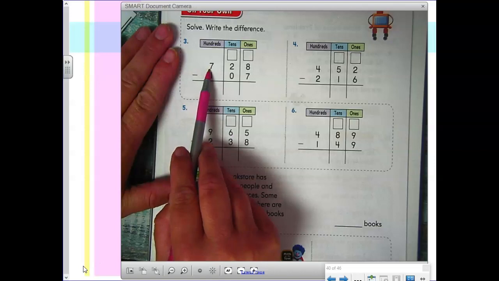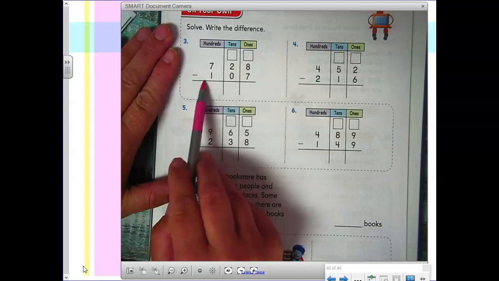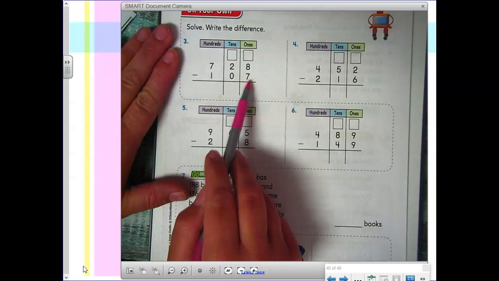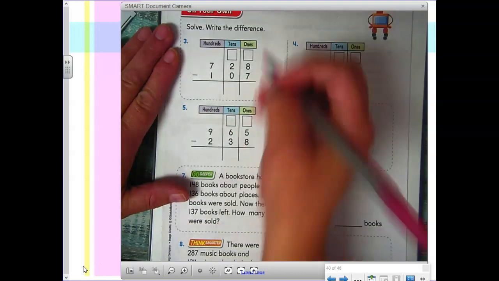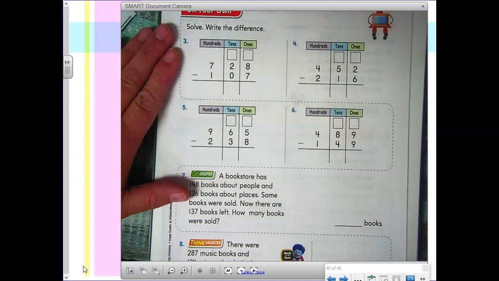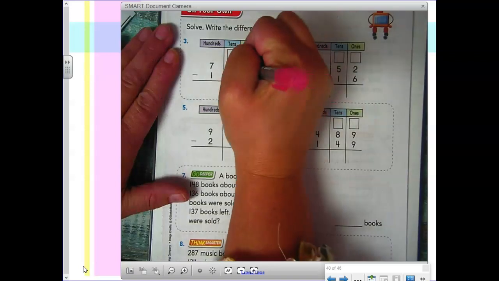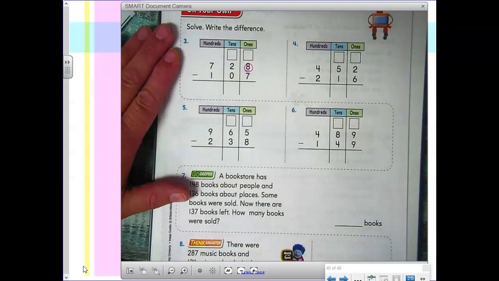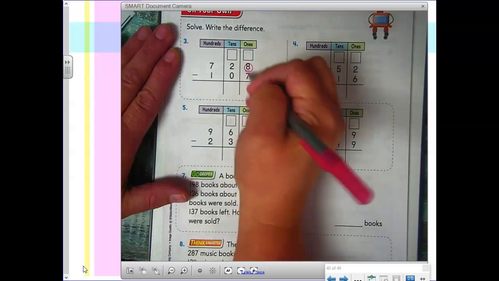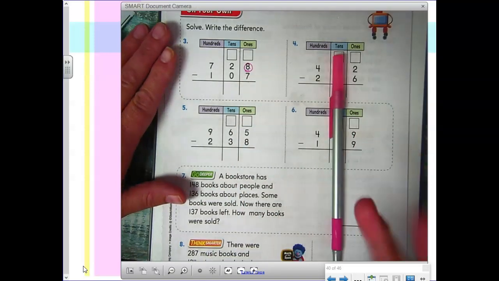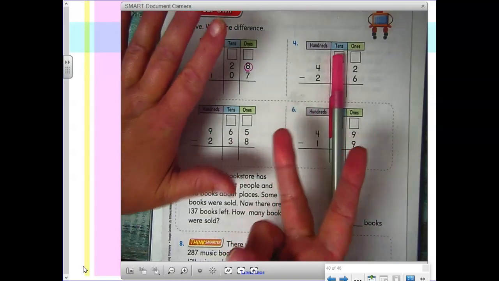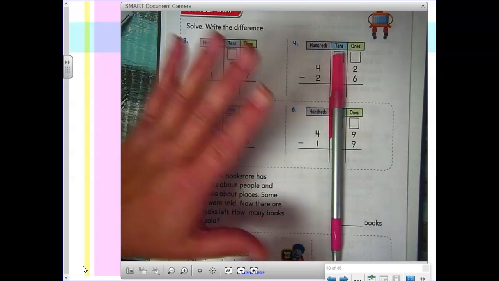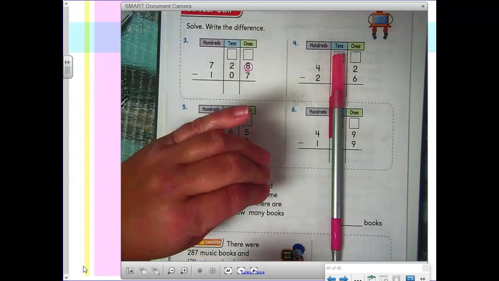All right, we have 728 minus 107. All right, start on the right. 8 minus 7, where's your big number? It's on the top. If it's on the top, no need to stop. 8 minus 7. I'm going to count back. 8. Count back 7. 8, 7, 6, 5, 4, 3, 2, 1.